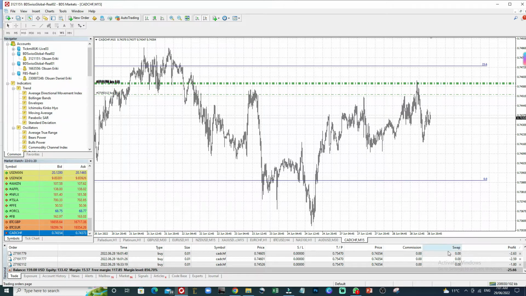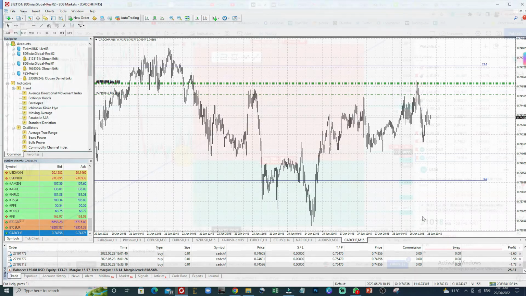So this is FX smashing it. I'll be back again to see how this particular trade turned out.